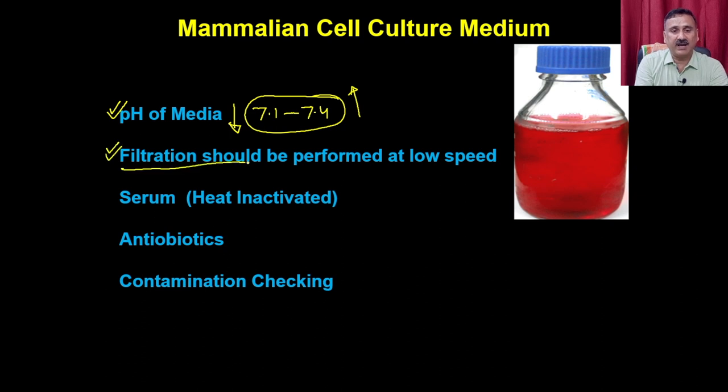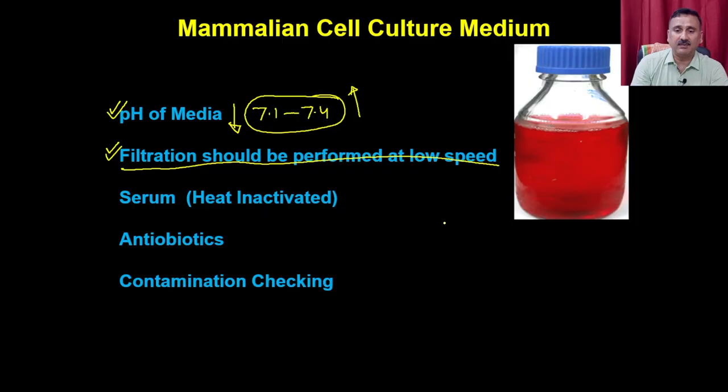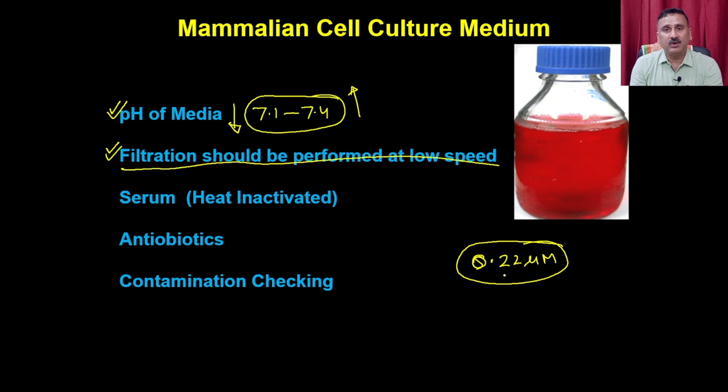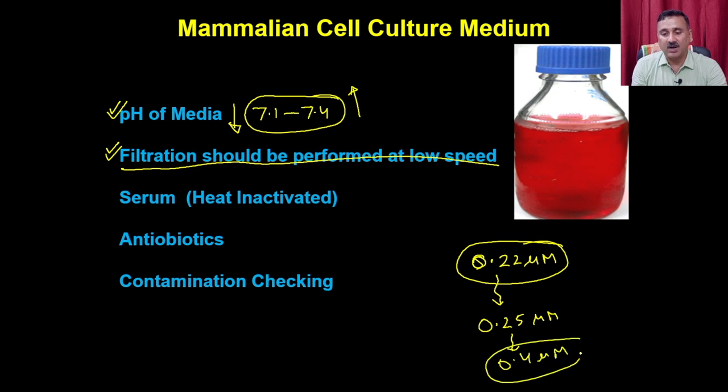The filtration should be performed at a very low speed, so that while you are filtering you should not compromise the pore size of the membrane. If you filter at a very high speed, you are going to generate shear stress, and because of that shear stress, you are going to increase the pore size. You know that the pore size of these membranes is 0.22 micron, right? So if you go at a very high speed, the pore size may grow up and become like 0.25 micrometer, or even 0.4 micrometer, depending on how fast you are going.